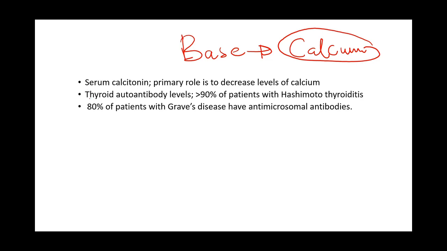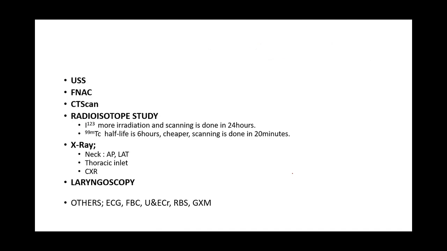The thyroid autoantibody level is more than 90% in patients with Hashimoto's thyroiditis, and 80% of patients with Graves' disease have antimicrosomal antibodies. So these are also assessed if you are thinking of these mentioned conditions.